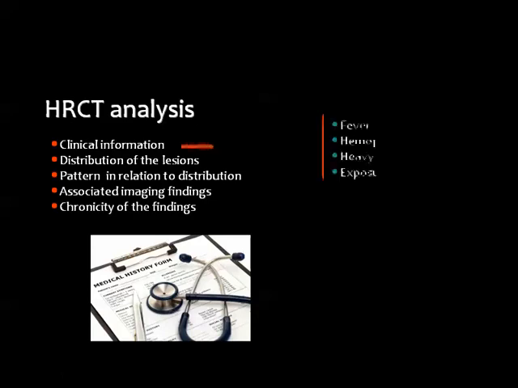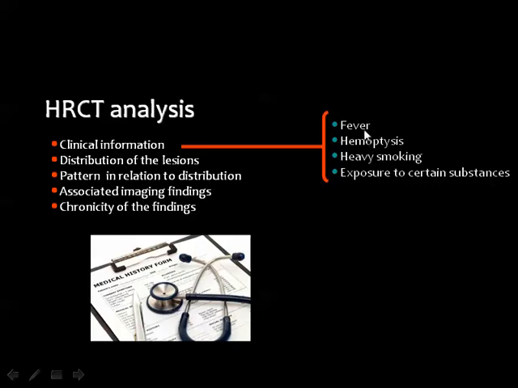First of all, we need some clinical data, and these are of extreme importance for the radiologist in order to be able to select the possible diagnosis or the differential diagnosis. Number one is the presence of fever, and this is very important. Presence of hemoptysis and the history of smoking, which is extremely important in some diseases, and also exposure to certain substances like allergens, which can cause allergic lung disease. I will show examples of this.